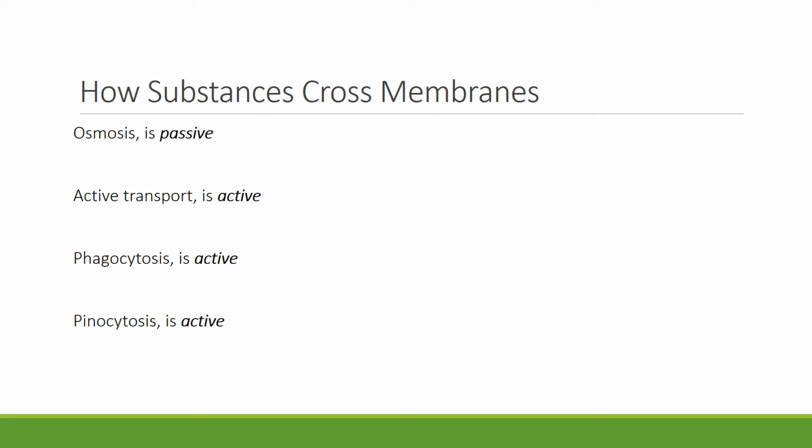Substances can pass through membranes in a number of ways. One is osmosis, which is a passive process, meaning it does not require energy. Active transport is another way, but it does require energy and therefore is said to be active. Phagocytosis, which is also an active process, and pinocytosis, an active process, meaning it requires energy. We're going to look at each of these in the following slides.